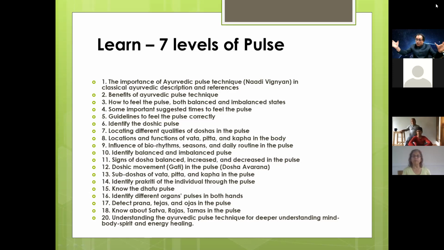Those qualities you will also be learning in the various levels of the pulse. And you are also learning the Prakriti of the individual, the body constitution. We are also learning about the deeper levels of the pulse. And at the same time, dhatus. Dhatus means tissues in the body. Those tissues are rasa, rakta, mamsa, medas, asthi, majja, shukra, and artava.